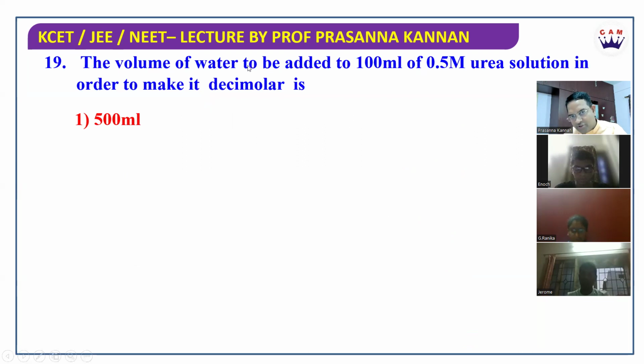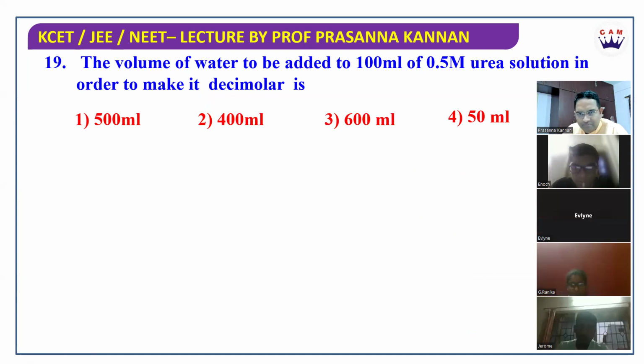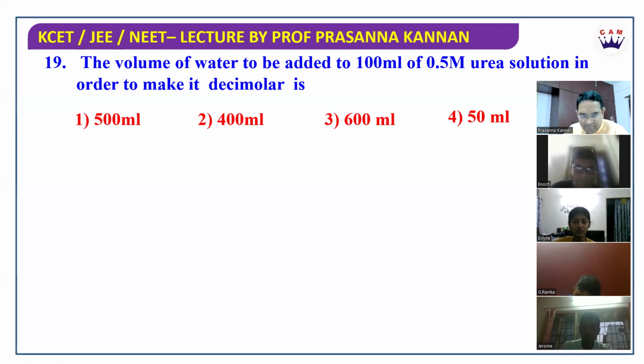How much volume of water should I add to already existing 100 ml of 0.5 molar urea so that I make it decimolar? Sir, decimolar is 1/10 of a molar. No? Yes, perfect. Yeah.